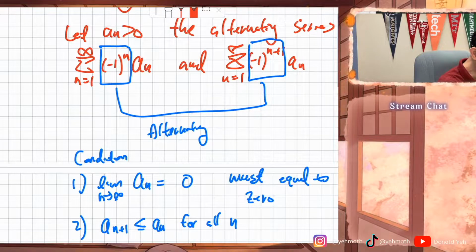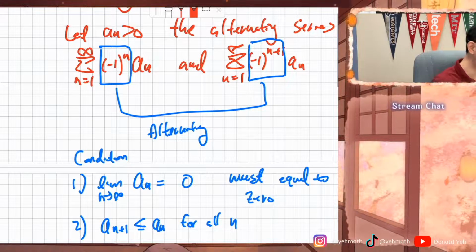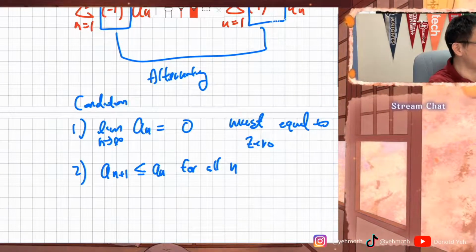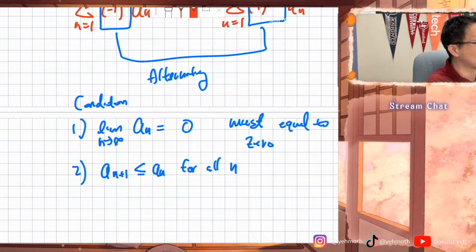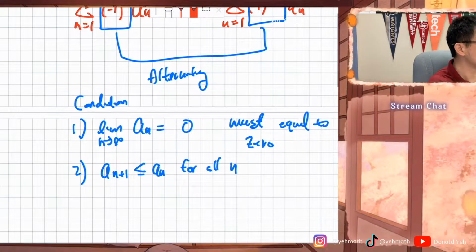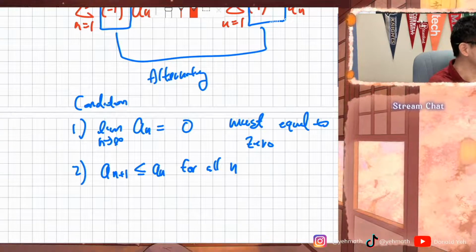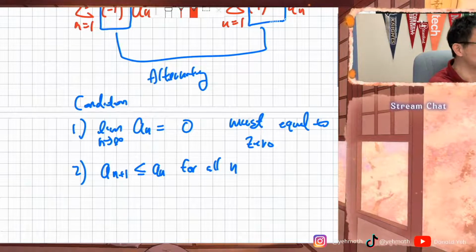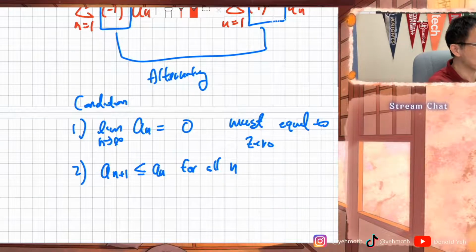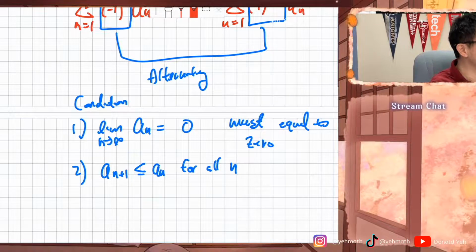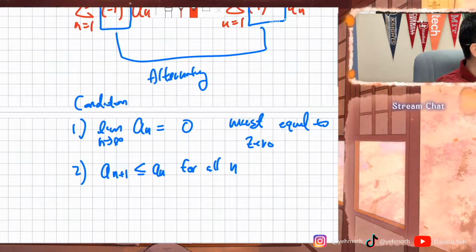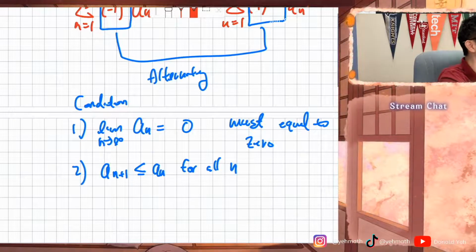So a_(n+1) is less than a_n for all n. What does that mean? That means the terms have to get less and less and less. So it has to go smaller and smaller in value. I don't care about the sign. I only care about the term itself, a_(n+1) or a_n. You compare two terms, and it's always going to be less. Like say it's 10, 5, 5 over 2, 5 over 4, 5 over 16. It keeps on going.